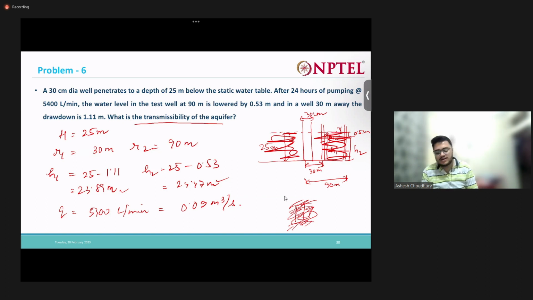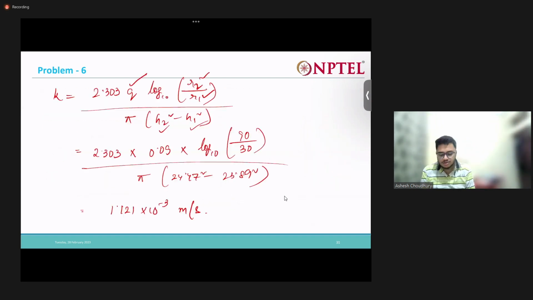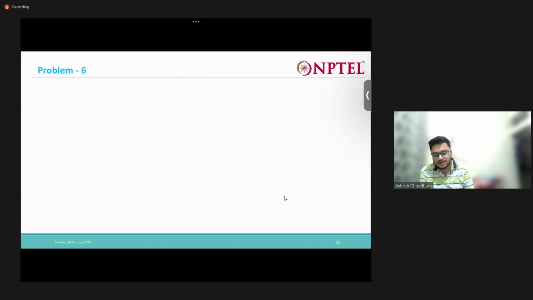So we need to find the transmissibility of this one. Transmissibility of an aquifer means, transmissibility is a property which shows us how much water an aquifer can hold, or how much water the aquifer allows to flow through it. So that is the property called transmissibility. There is a relation for transmissibility.